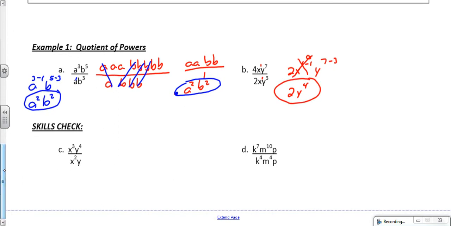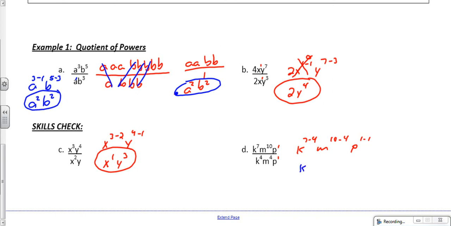Okay, let's try another one. X to the, again, top power, 3 minus the bottom power. And then y to the 4 minus 1. So we get x to the 1 and y to the third. I'm just subtracting. K to the 7 minus 4, m to the 10 minus 4, and p to the 1 minus 1. And that will give us k to the third, m to the sixth, and p to the 0, which is 1.